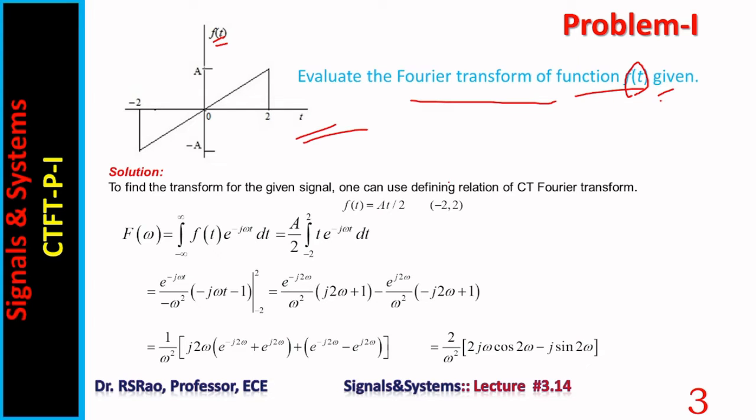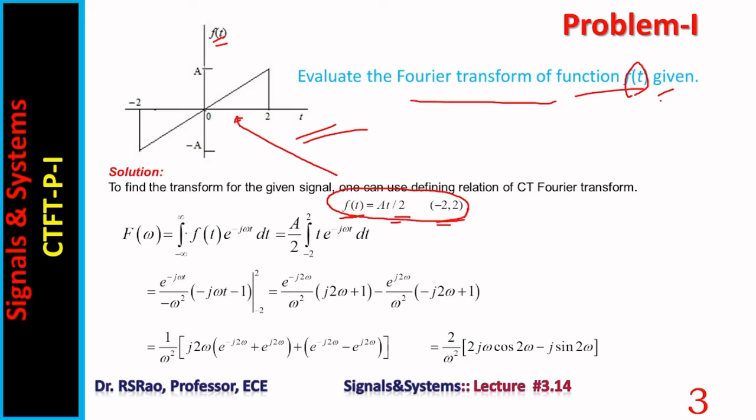To get the answer, we use the defining relation. For that, first we have to express this graphical signal in analytical form. The signal can be expressed as f of t equal to A t by 2, where t is in between -2 to +2. So this is the analytical expression corresponding to the signal given in graphical form.